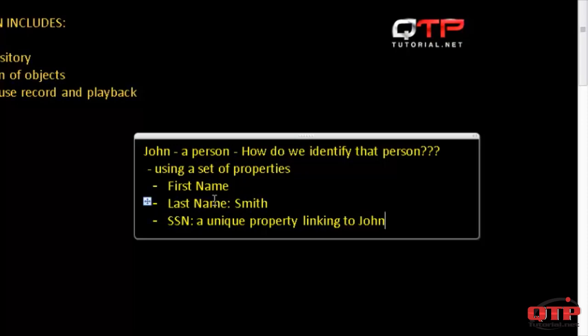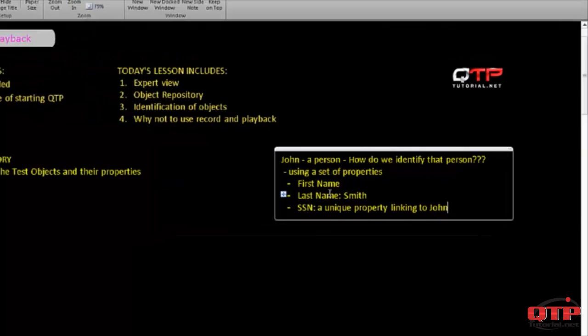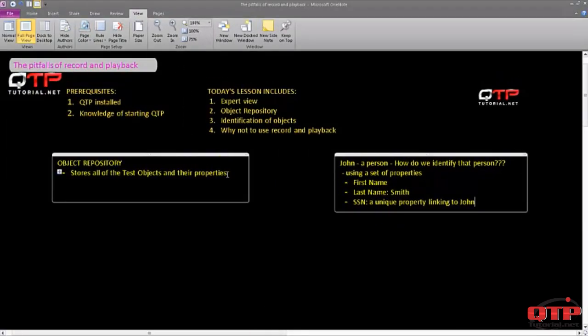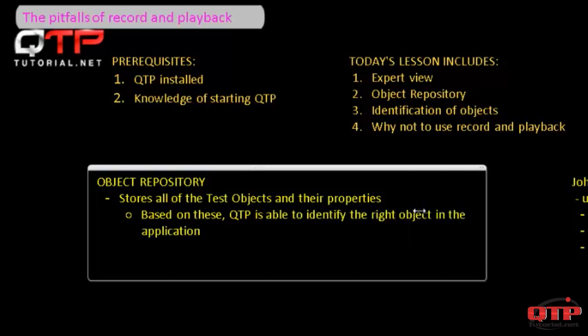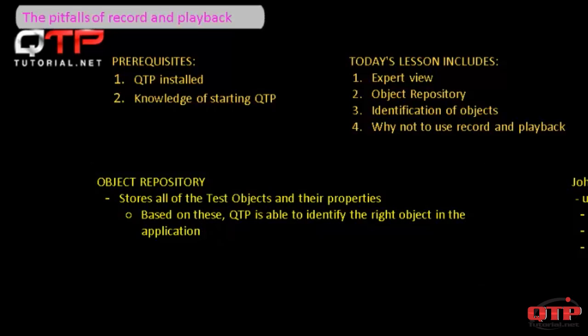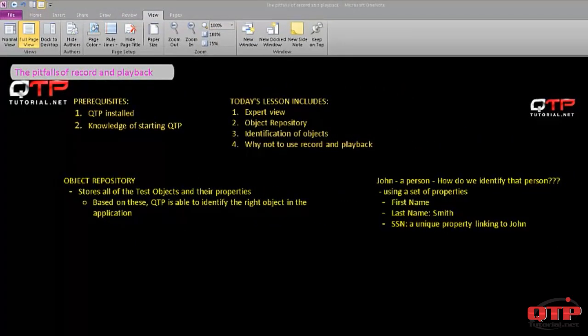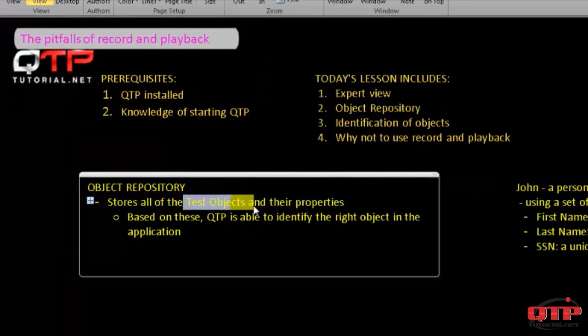Okay? Now, you may be wondering why I went off on this complete tangent about this guy, John Smith. Well, it's because it's very relevant to the object repository. Because the object repository stores all of the test objects and their properties. And based on these, QTP is able to identify the right object in the application. Okay? So it's like us. It's like our brain storing properties about John Smith with a certain SSN and being able to identify him because of these properties. The object repository stores properties about test objects so that it can uniquely identify them when it comes time for it to do some action on that object. So I hope that's clear to you guys. Just think of the object repository as a place that stores test objects and their properties.